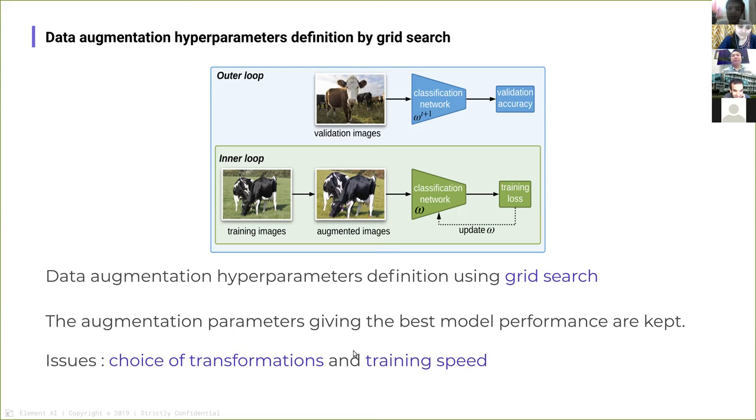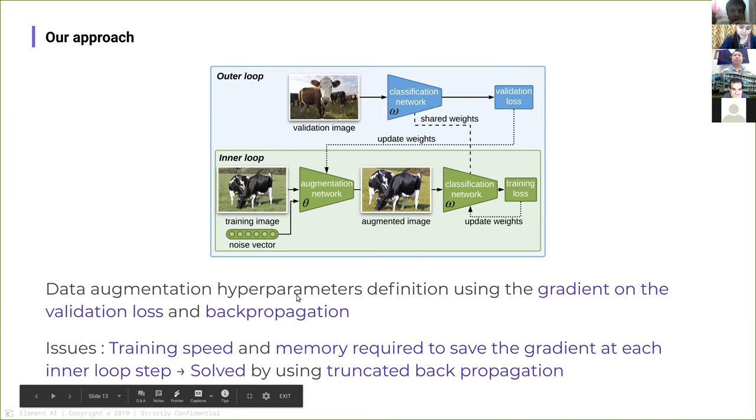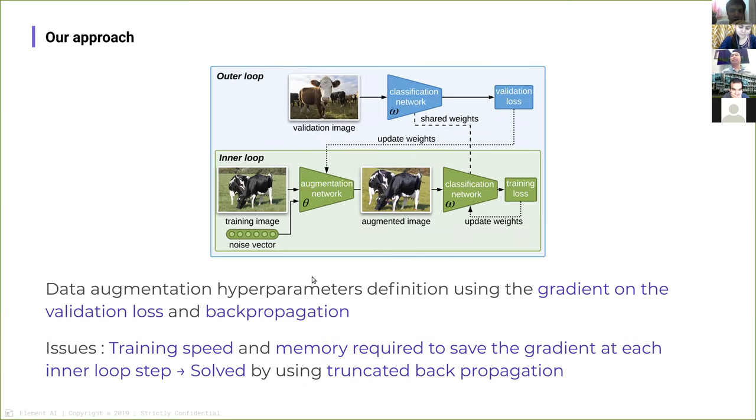So to address those two issues, we propose several solutions in our approach. First, to solve the problem of the transformation selection, we introduce an augmentation network here with parameters theta.